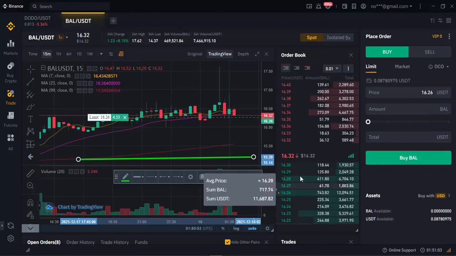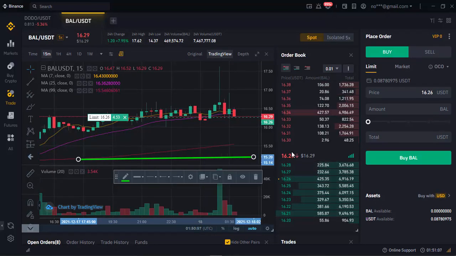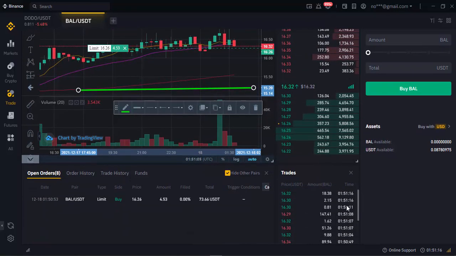So we are going to wait until this order gets executed. This is 20. The market price now is what? Okay, 16.30. Okay, we are going to wait until it is executed, then we place another order to sell it quickly.